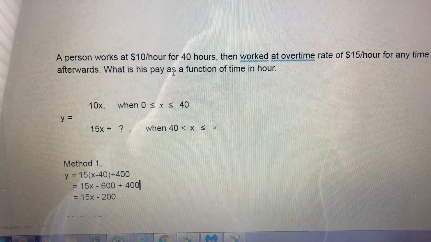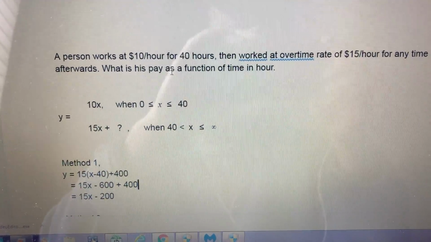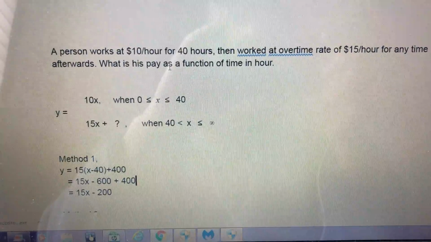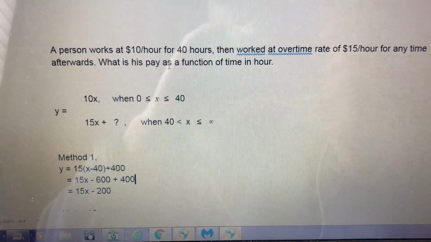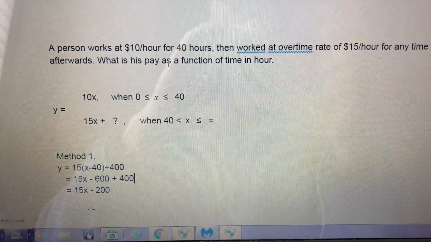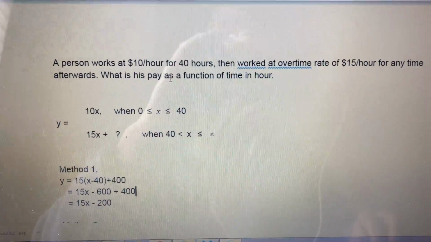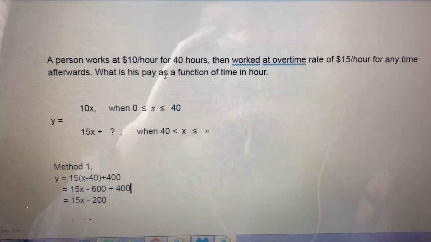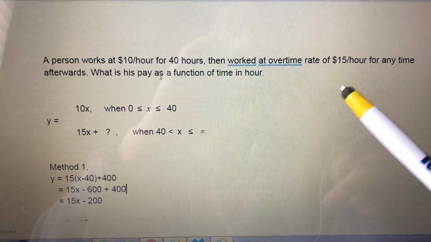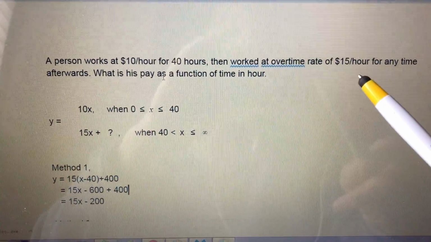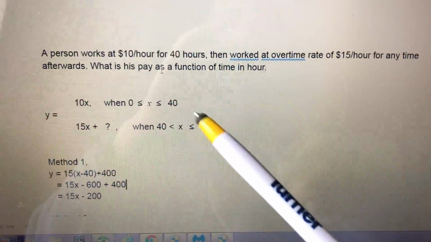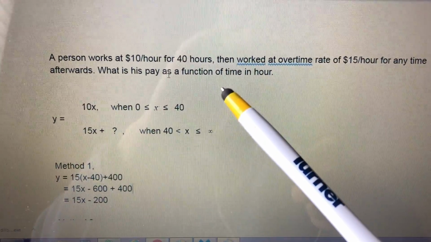In this video, I'm going to show another example to illustrate how to write a piecewise function and how to use it. A person works at $10 an hour for 40 hours, then at a rate of $15 an hour for any time afterwards. What is his pay as a function of time in hours?